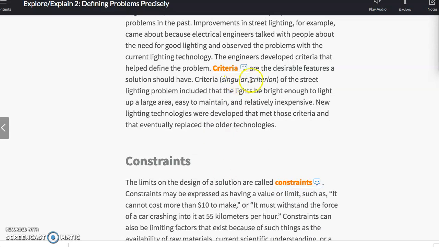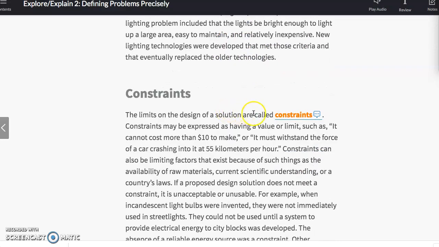Now we're going to talk about criteria. Criteria is what you need in order for it to work. So it's usually about materials, whereas constraints is mostly like the limit. And constraints often are like time and money.